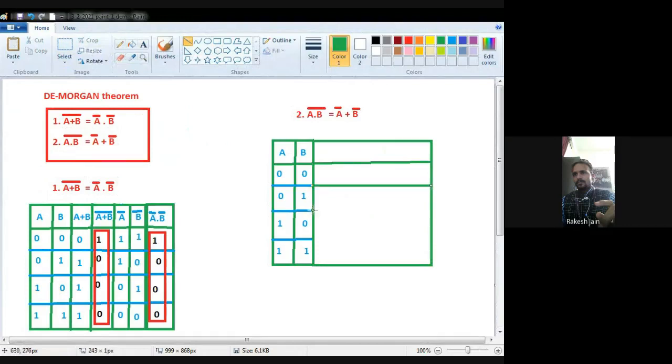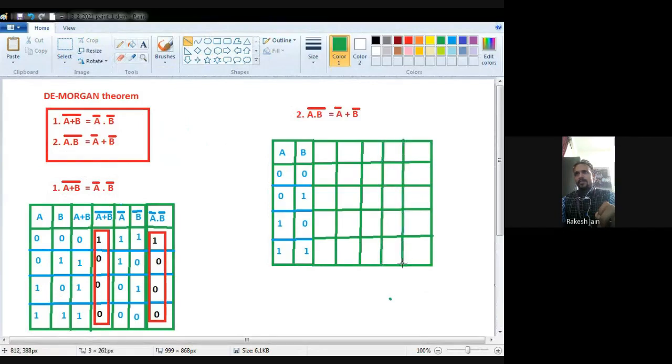Now we are going to prove rule number 2. This is the proof of rule number 1. I put it here, over which I write down the statement, so that you will understand that this is the proof of statement 1 of De Morgan theorem. Now we are going to do the proof for statement 2.